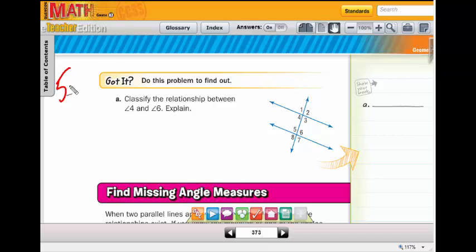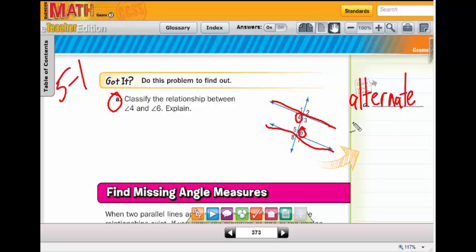Here are your solutions to 5-1. These are the letter problems. Let's take a look at letter A. It asks us to classify the relationship between angle 4 and angle 6. And we can look at it and see that they are both inside of the parallel lines, and they are on opposite sides, so that makes them alternate interior angles. So letter A is alternate interior.